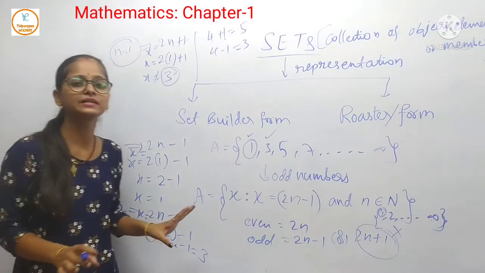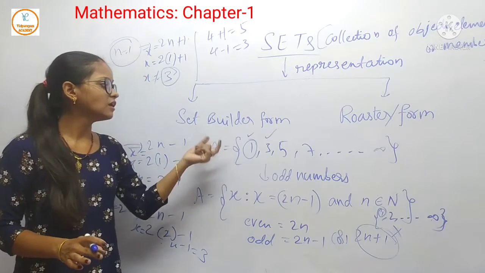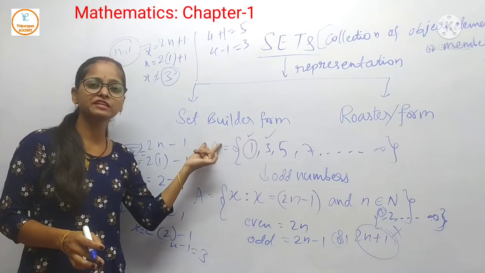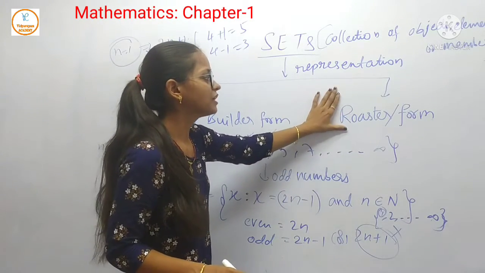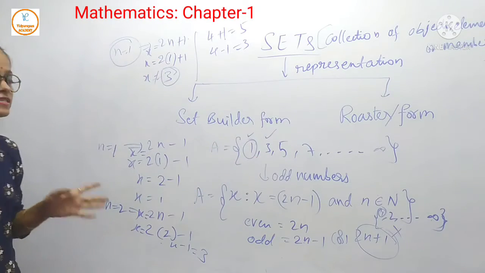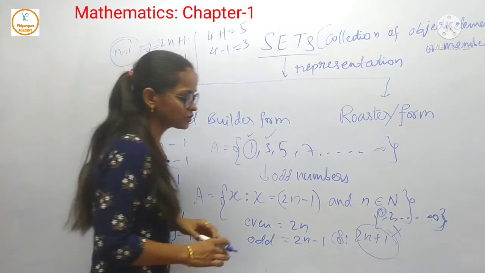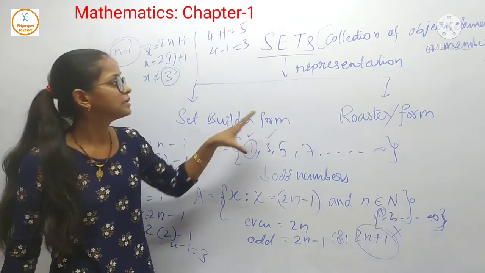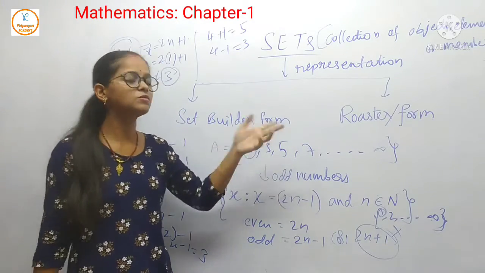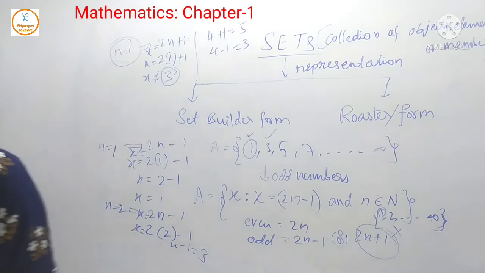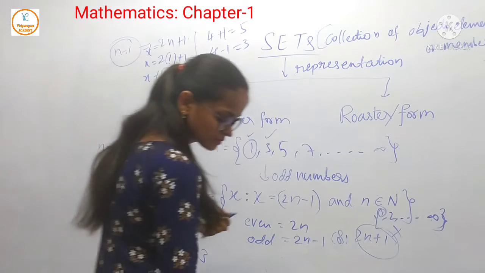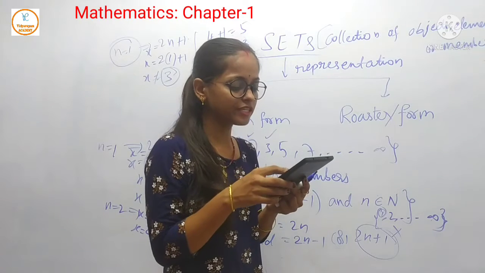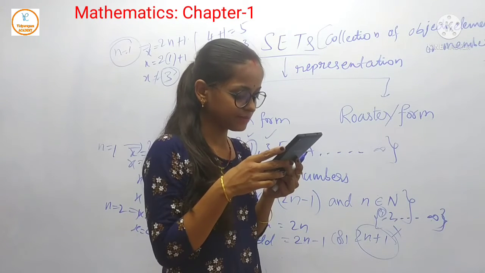So we have solved the set builder form. If they give a question, we have to convert it into the roster form, and earlier I explained how to convert from the roster form into the set builder form. So these are the two types of representation of sets, set builder form and roster form. By this, whatever we discussed, you can solve exercise 1.